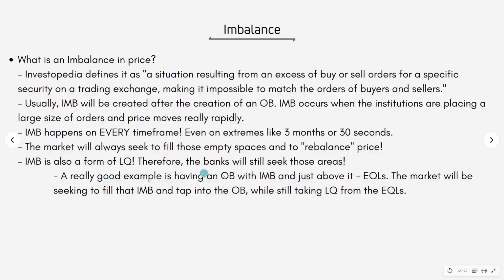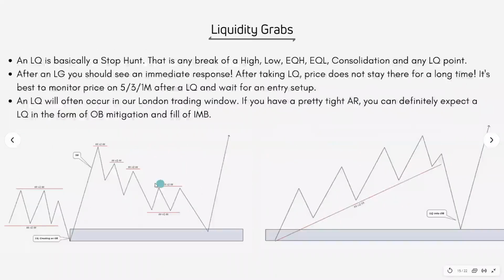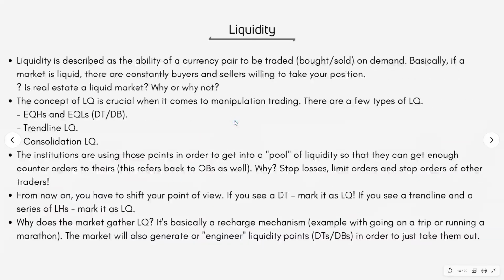And a really good example is having an OB with imbalance just above it and equal lows, right? The market will be seeking to fill that imbalance and tap into the OB while still taking the liquidity from the equal lows. So basically, I actually have the setup. So this is it. Imagine you have this OB, you have the equal lows, and there is imbalance just right there. The market taps and goes, but this a little bit later.